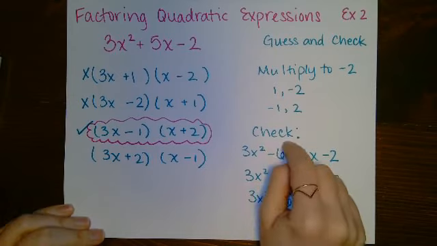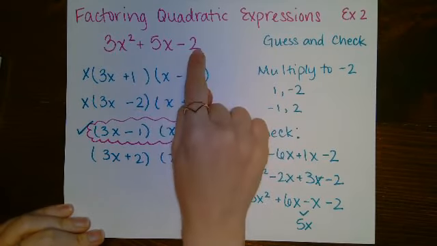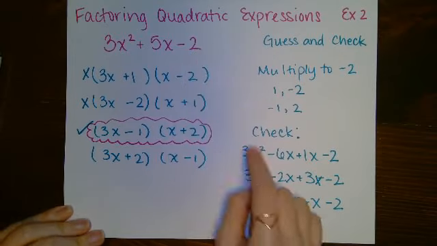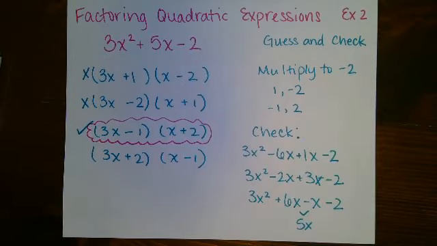The most important part, though, is to make sure you don't skip over the check. So some people write out this one. They see that it works for 3x squared. They see that it works for negative 2, and they think that they're finished. In these, guess and check is a really important part of what you're doing.